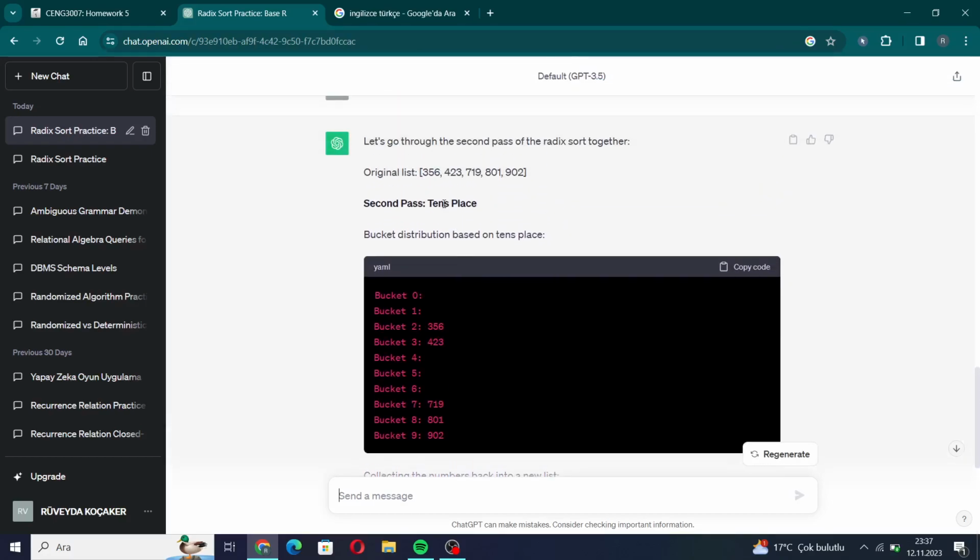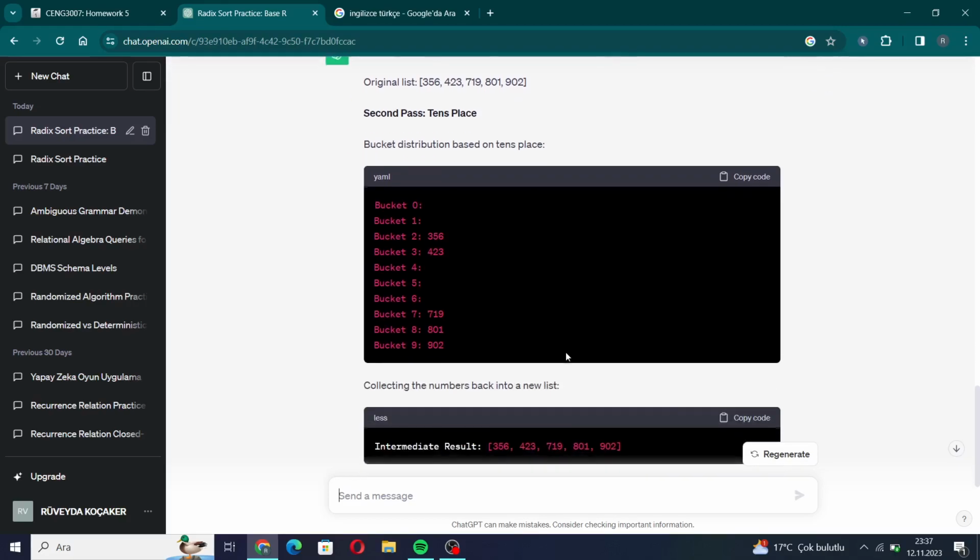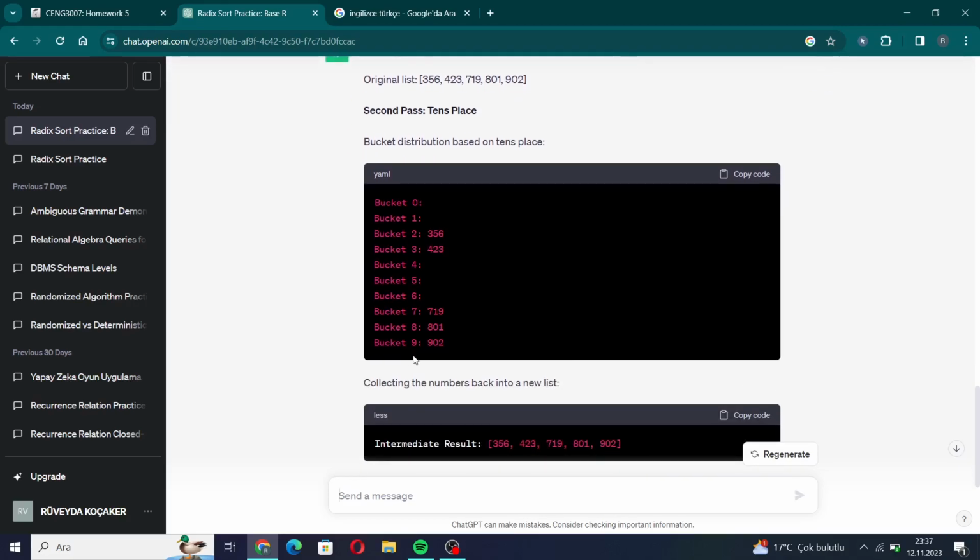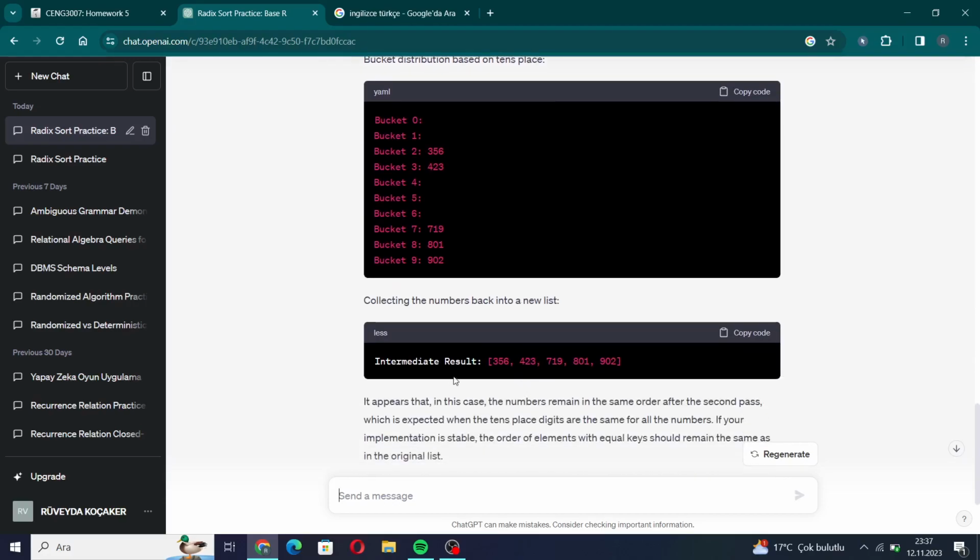Second pass, please. 2, 4, 5, 6, 7, 8, 9. But same thing, connect them back into a new list. Okay, intermediate results, same thing actually.